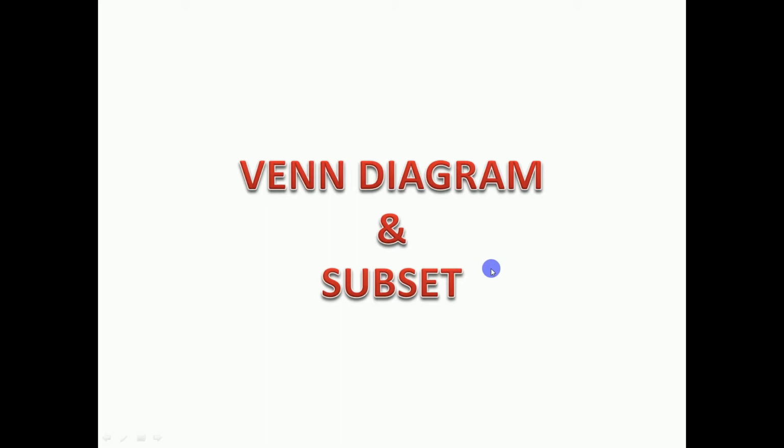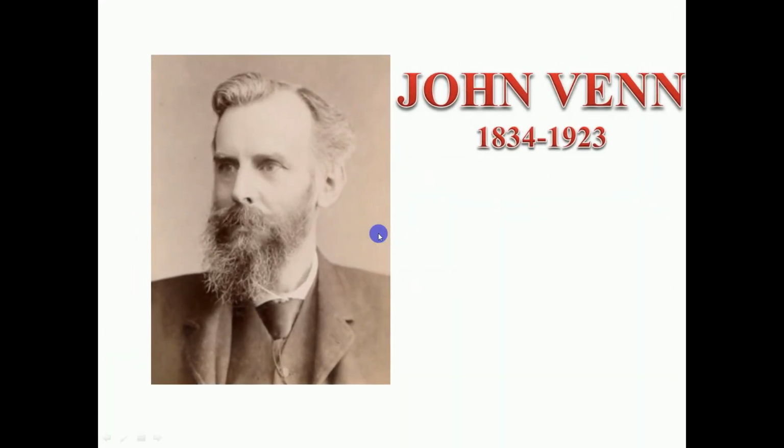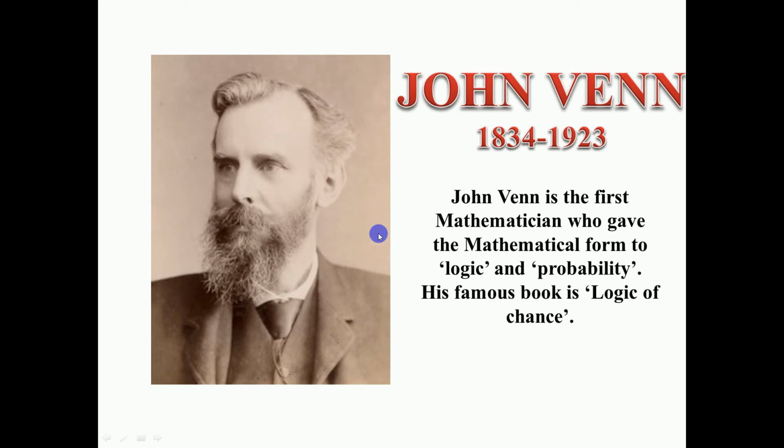So Venn diagram was first used by the mathematician John Venn. He lived 1834 to 1923, and he also made progress in mathematical logic and probability. His famous book was Logic of Chance. John Venn was the first to use diagrams which represent sets. So what are Venn diagrams? Venn diagrams are basically figures which represent sets.